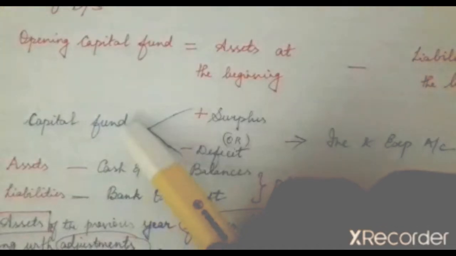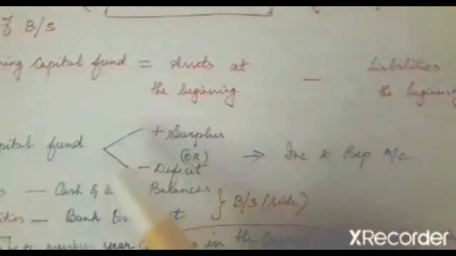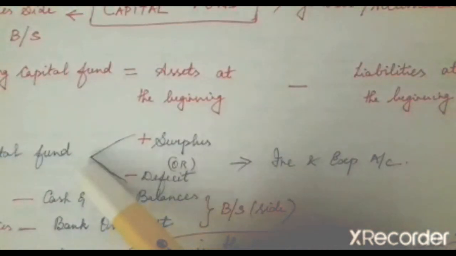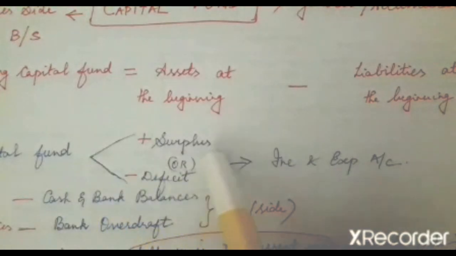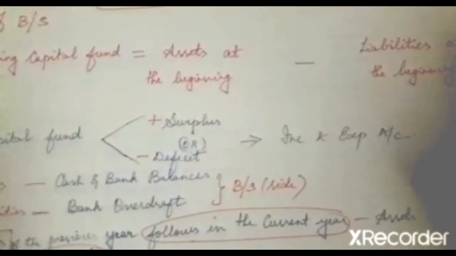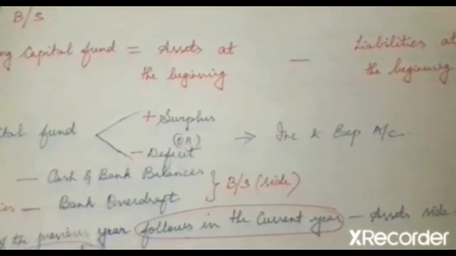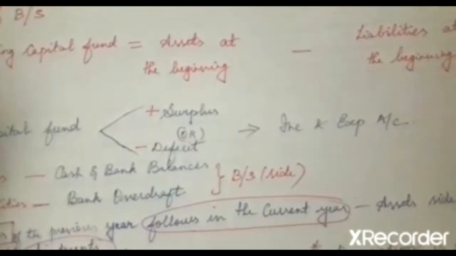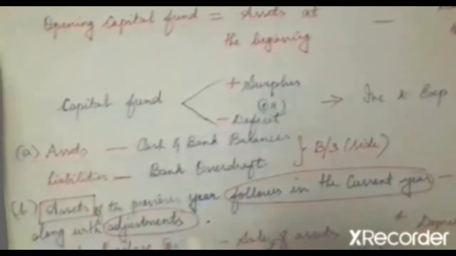The capital fund which you have ascertained like this, you will now take to the liabilities part of the balance sheet, and if there is a surplus from the income and expenditure account, you add, and if there is a deficit, you deduct. Please follow closely. Now, this capital fund, like the specific fund we discussed previously, will appear in the balance sheet only.